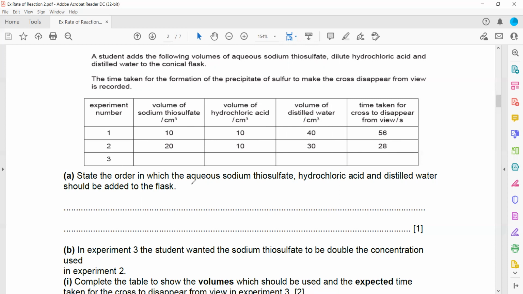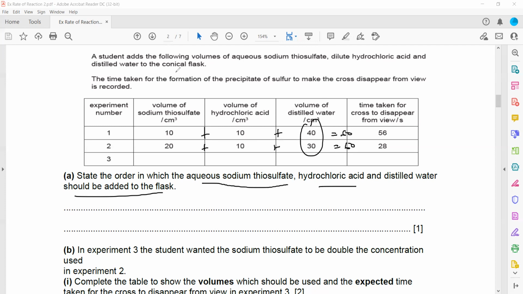State the order in which the aqueous sodium thiosulfate, hydrochloric acid and water should be added. Water is not the reactant here. The purpose of the water is so that the total volume of the solution will be the same, because 10 plus 10 plus 40 is a total volume of 60, and 20 plus 10 plus 30 is also 60. Water is basically to make the total volume the same, because the one with a greater volume in the mixture will have a higher concentration, or a greater number of particles. So what should be the order?